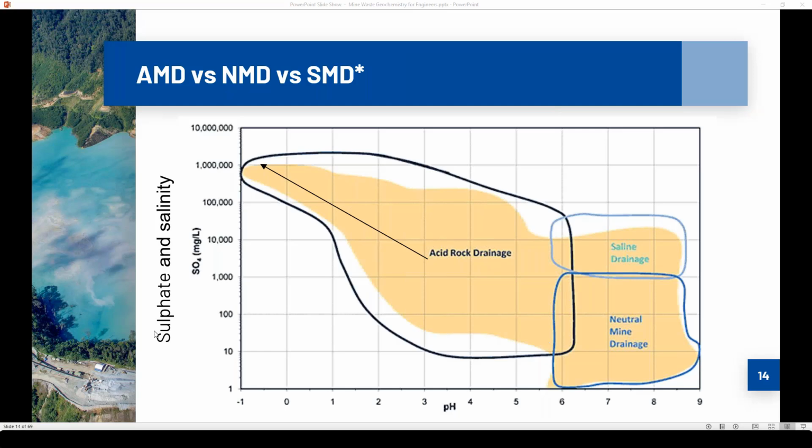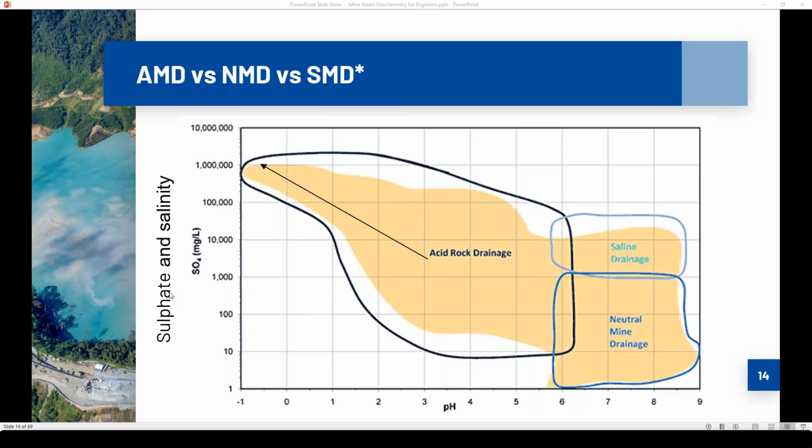So just to re-emphasize the environmental significance, usually for acid mine drainage, on the left-hand side there we have sulfate on the y-axis and pH on the bottom x-axis. As the pH drops, generally we get sulfates and salinity being significantly higher than in the neutral cases where we've got either saline drainage or neutral mine drainage.